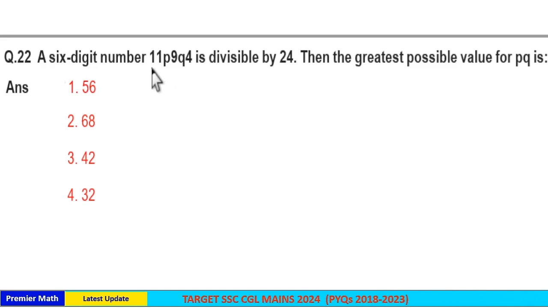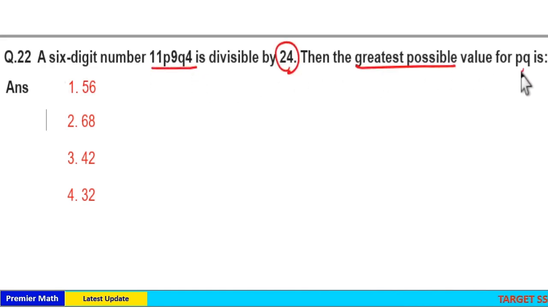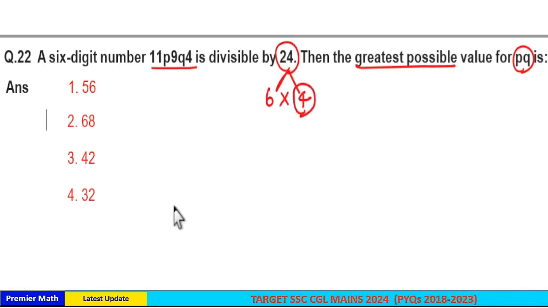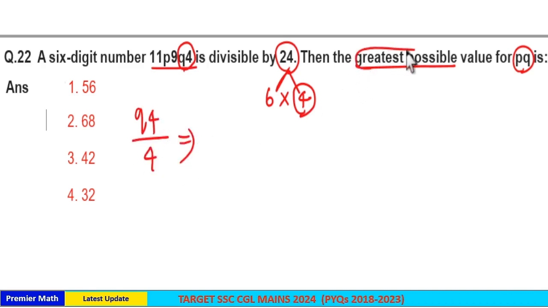A 6-digit number 11P9Q4 is divisible by 24. Then the greatest possible value for PQ is. When a number is divisible by 24, it should be divisible by both 6 and 4, since 6 into 4 is 24. When a number is divisible by 4, its last 2 digits should be divisible by 4. Here Q4 should be divisible by 4. And we need the greatest possible value for PQ, which means give Q the maximum possible value here.